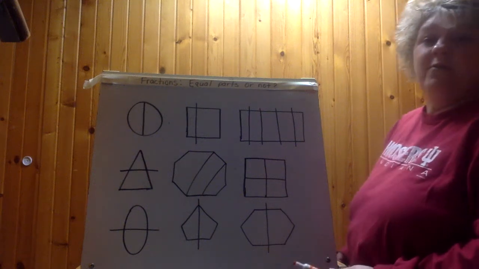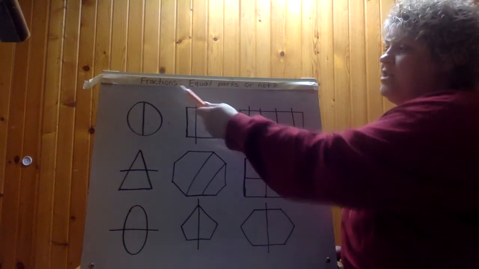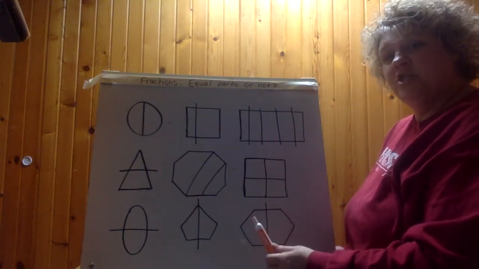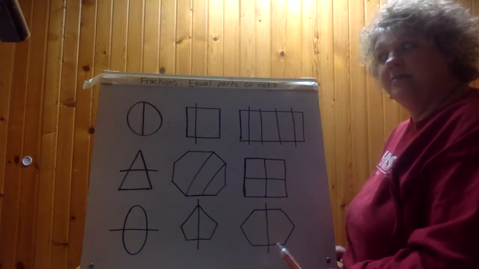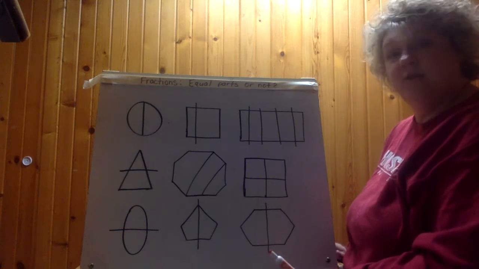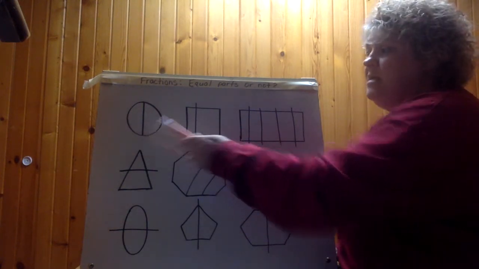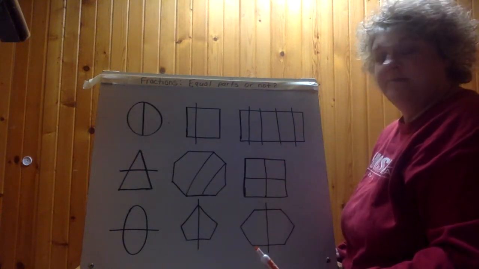Okay, so today we're going to talk about fractions. So we're talking about fractions, whether they are equal parts or not. So when we look at our shapes, let's review our shapes from our geometry, and then we'll talk about if the lines cut them in half or show equal parts. So the first one is a circle. Does this line cut it directly in half?